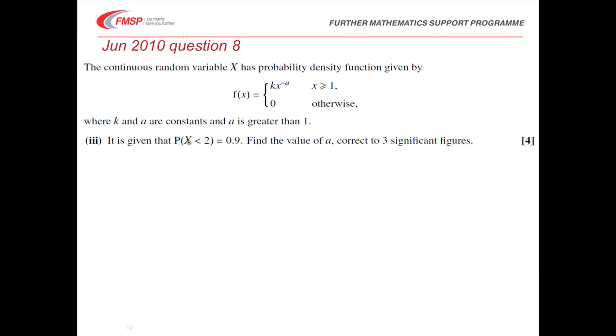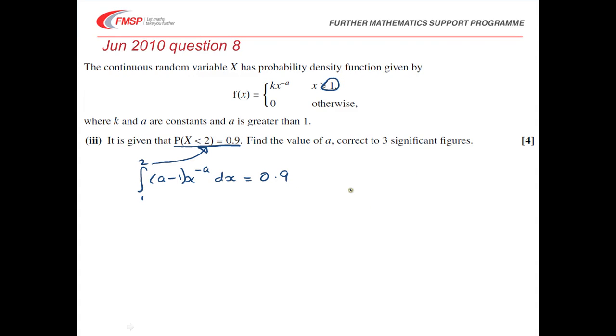And then part 3, we're asked to find the probability of x being less than 2. We're given this and we need to find the value of a in this particular context. So I know that the integral between 1 and 2, 1 because it's the bottom of my support, 2 because it's what I'm trying to find here, of a minus 1, because I don't know what k is, all I know is k is a minus 1, x to the minus a dx, is going to evaluate to 0.9. So that's going to enable me to do this.